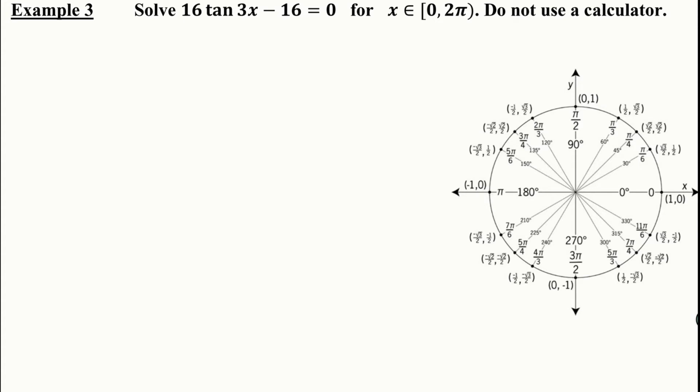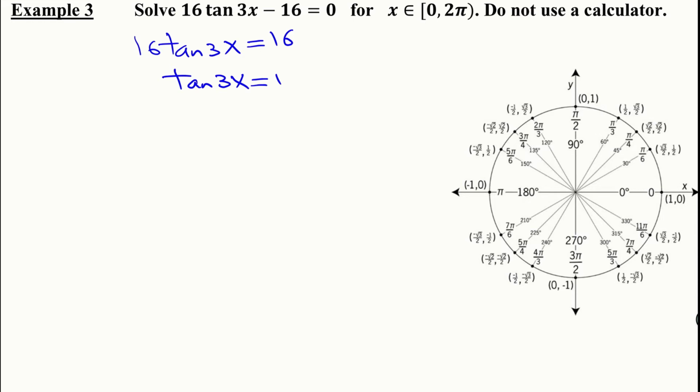All right, so here we have another scenario. Let's go ahead and isolate the tangent of 3x. So we get 16 tangent of 3x equals 16. Of course, we can divide both sides by 16 and just end up with tangent of 3x equals 1.